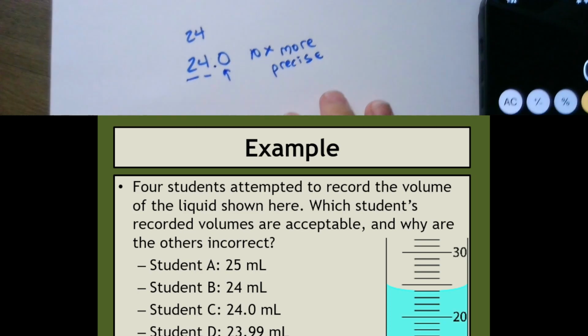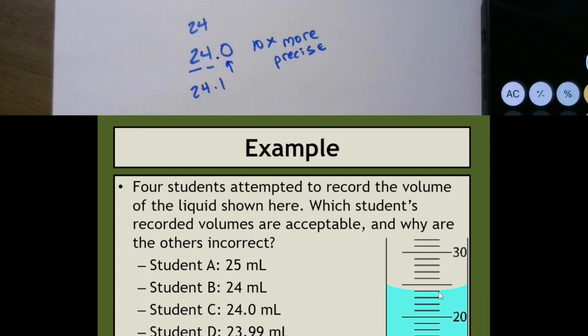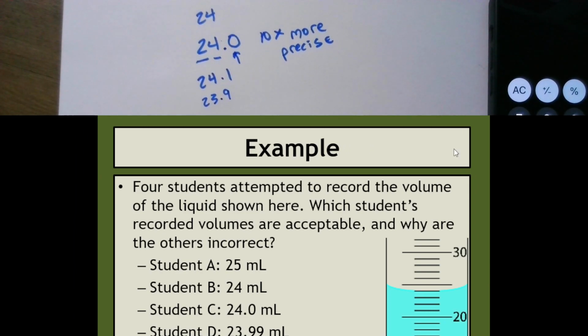So another example of a right answer would be 24.1. Maybe you thought that line was just above, right, the line. Or 23.9 would also be good. Okay? The idea is you need to have all the digits you're being told for certain plus 1 extra.